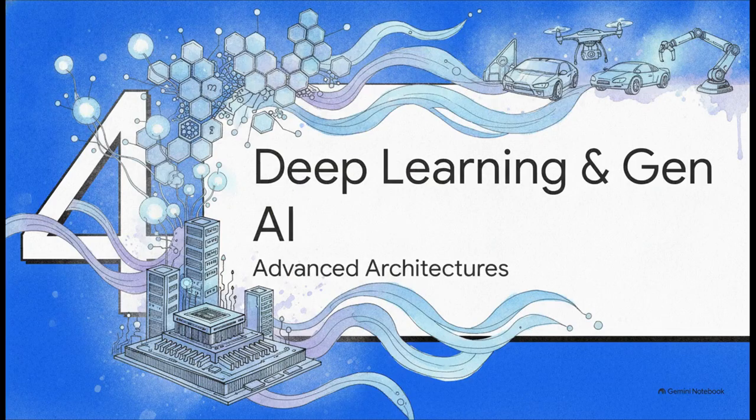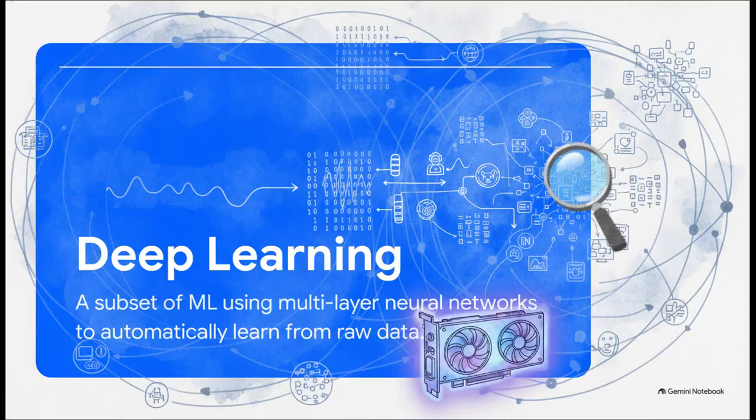Okay, let's step it up a notch in Section 4, Advanced Architectures. We'll look at deep learning and generative AI. First up in this space is deep learning. Now, while traditional machine learning is incredibly useful, it still requires a fair bit of hand-holding. Traditional ML is kind of like writing regex patterns to manually parse logs.